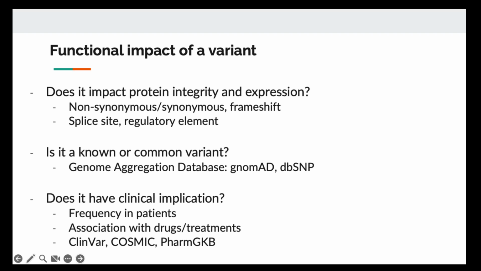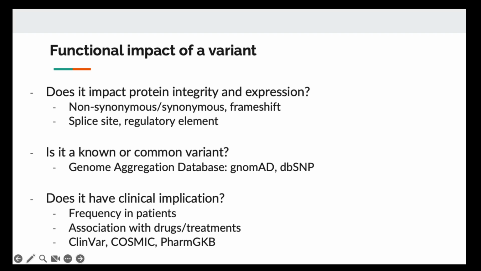The second criterion is whether it is a known mutation. If it's known, at least we have some prior study to see if this mutation is found in the normal population or found in certain diseases, certain patients. There are many databases for this, like gnomAD or dbSNP. These databases collect all known mutations, all known variants, so that you, or bioinformatics software, can go to them and identify if the variant is common or new, for example.